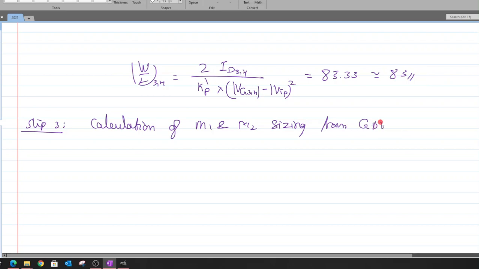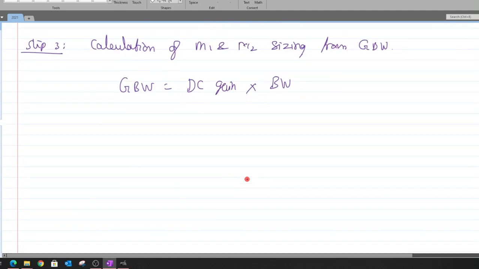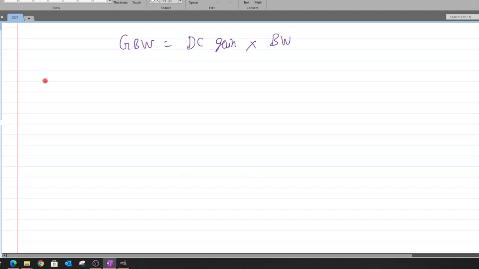Now, as the name suggests, the gain bandwidth product is a parameter defined as the product of the DC gain times the bandwidth of the op amp under consideration. So basically GBW is written as DC gain times the bandwidth of the amplifier. In order to evaluate these quantities, I will bring the circuit that we have copied earlier over here.